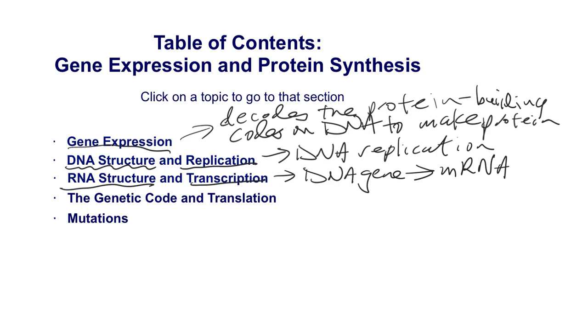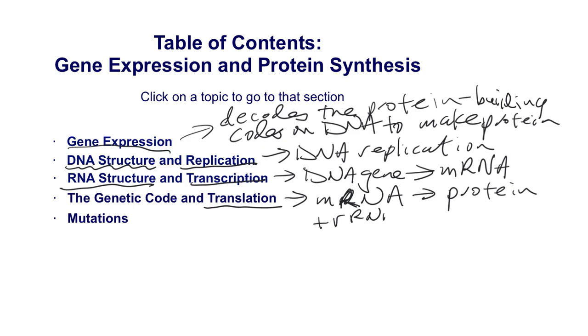Okay, once it leaves the nucleus, it will be translated. Translation is taking the mRNA instructions, which are a copy of the DNA gene, and transforming it into the protein that the message has the instructions to build. Okay, this requires ribosomal RNA and tRNA as well to help decode the instructions on mRNA.